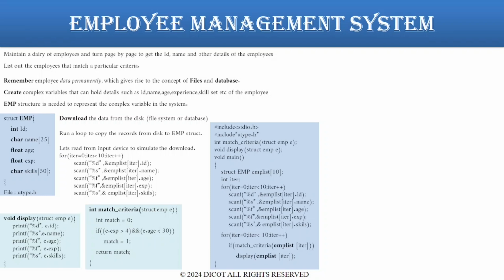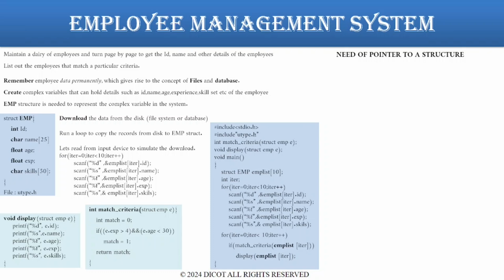One thing to observe here is that we are using the function match criteria and display for processing, whereas to receive the input from the user we did not use any function. So next we will discuss why we did not use any function. Let's try to understand the need of a pointer to a structure by upgrading this program code.